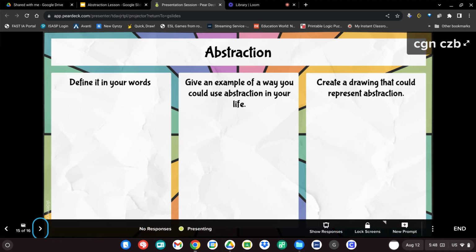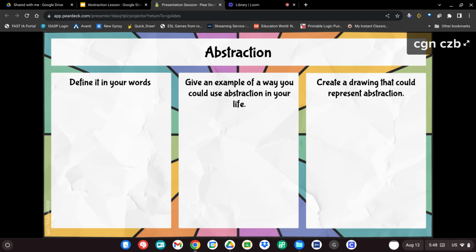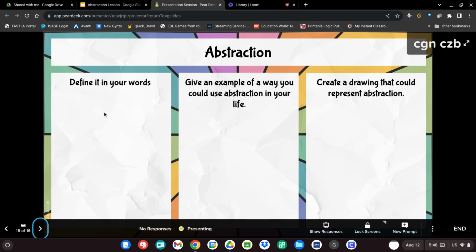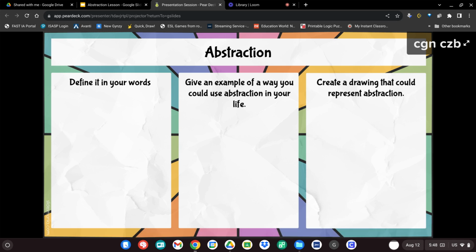All right, so the last thing you have to do for your exit slip for this lesson is you are going to type out your answers. Oh, I gave you a drawing slide. So in the first box, you are going to use the text tool to define abstraction in your words. You know what I said it was. If you need to, you can go back in the video and review that. But I want you to put it in your words.